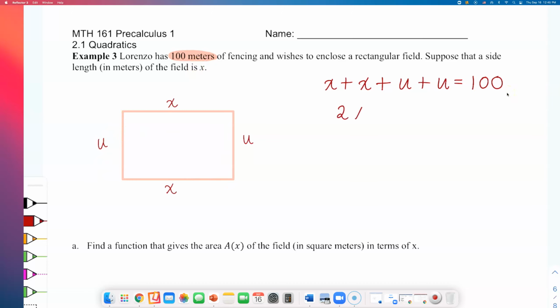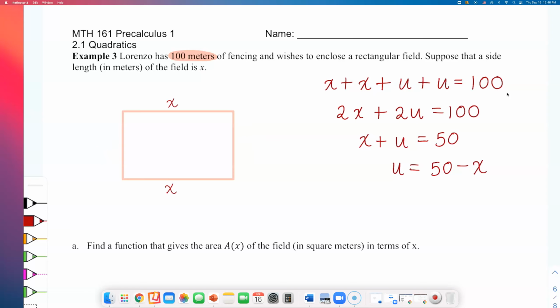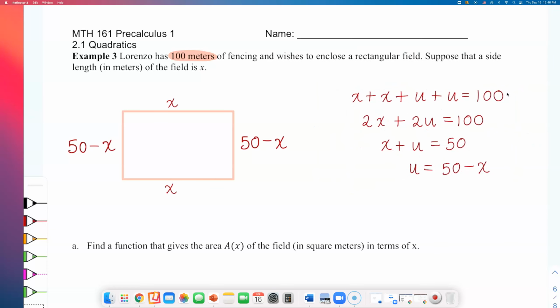This is 2x, this is 2u, and all that equals 100. And you know, all of them are even, so how about I divide all of them by 2, and I will get x plus u is equal to 50, okay? Which means u must be equal to 50 minus x. This unknown side is 50 minus x. So instead of writing u, how about I write down 50 minus x? How cool. What we just did was we labeled every single side of this rectangle in terms of x.